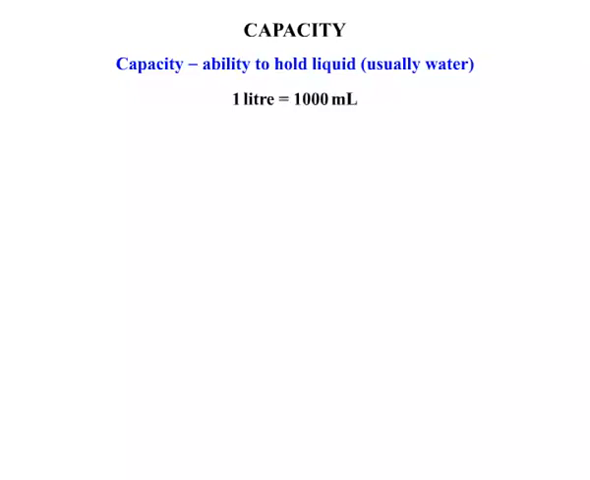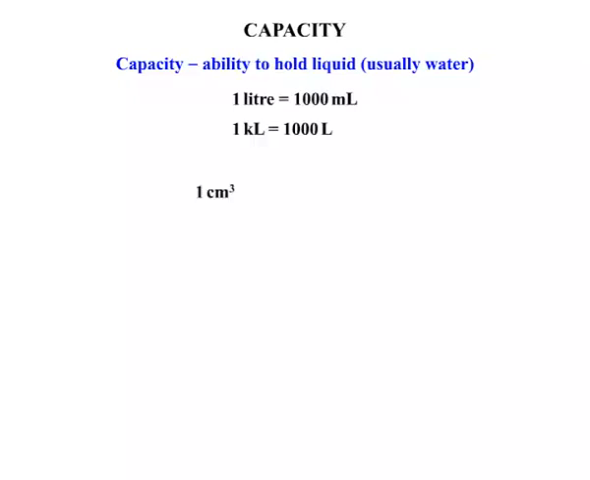Now in this lesson we do some work on capacity. Now firstly, what is capacity? Well, capacity is the ability to hold liquid. Okay, we're usually talking about water. Now 1 litre equals 1,000 millilitres. 1 kilolitre equals 1,000 litres.